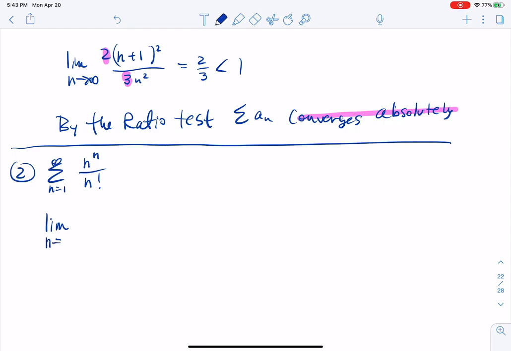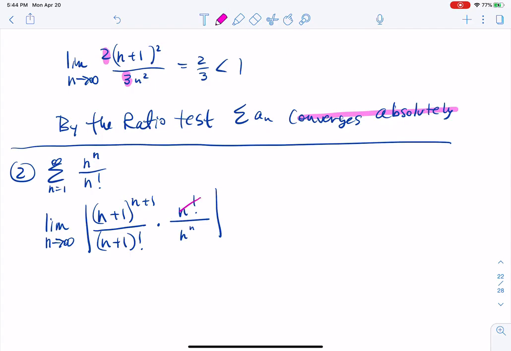Limit as n goes to infinity. Let's just see what happens. The absolute value of (n plus 1) to the n plus 1 over (n plus 1) factorial, and then we'll multiply by the reciprocal, n factorial over n to the n. Huh, I hope stuff cancels.